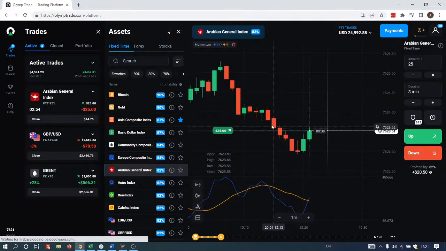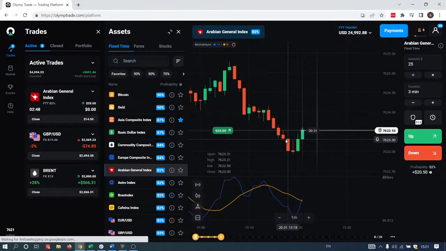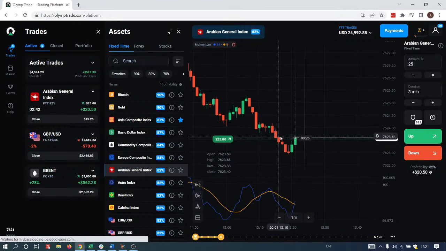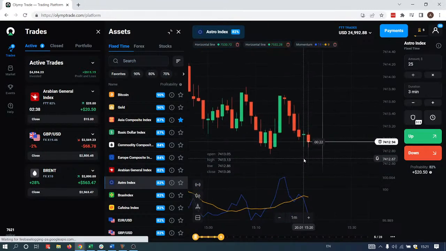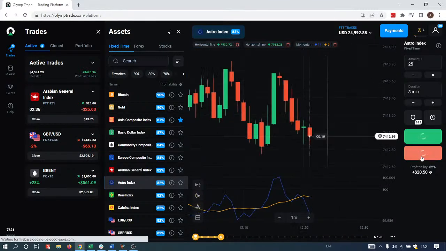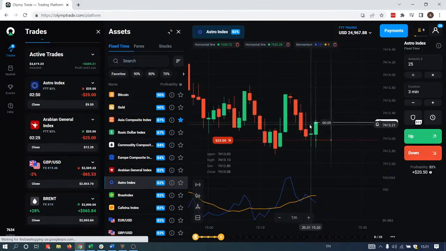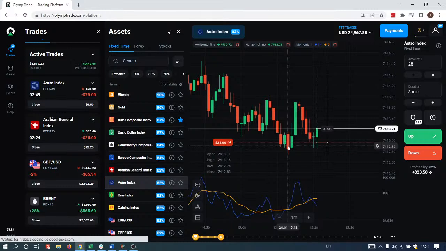So we didn't have any crossings for a long time, 7 minutes, but this one is a pretty obvious sign, a big signal, so we can use that. And also we can try Astro Index, because we had a crossing like 1.5 candlesticks ago, 1.5 minutes ago, and the signal is still there, so why not? Let's try.